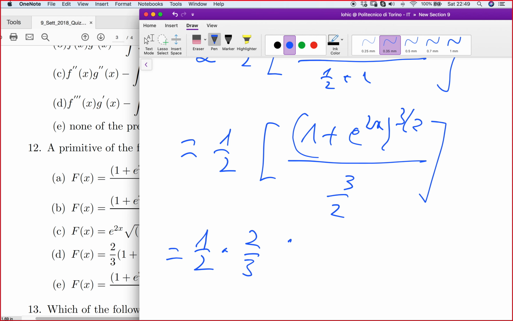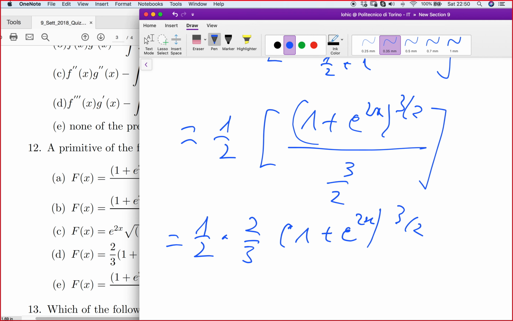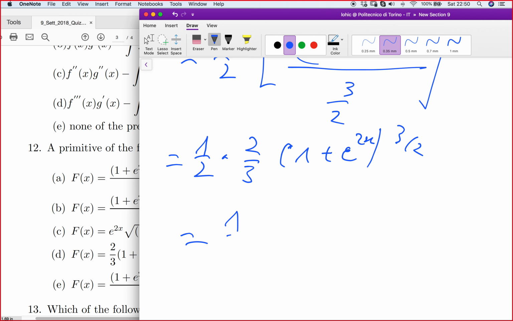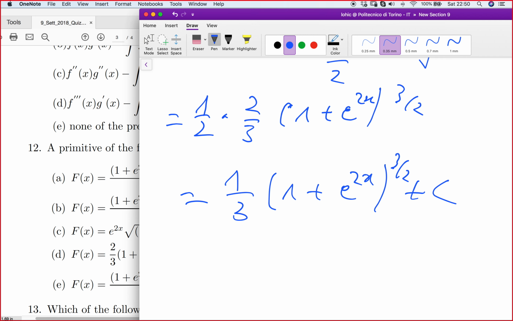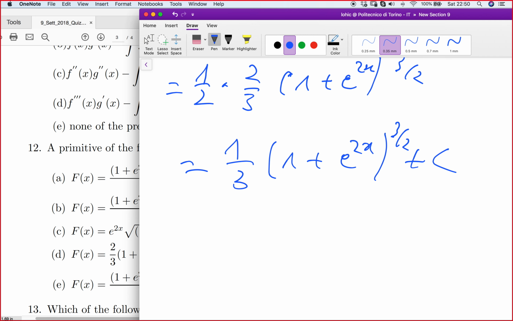Times 1 plus exponential of 2x all to power 3 over 2. Okay, so it just gives you 1 over 3, 1 plus exponential of 2x to the power 3 over 2, in fact plus a constant, right? Any constant. We forget the.